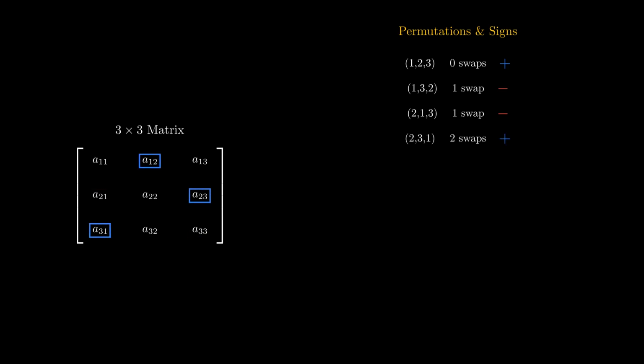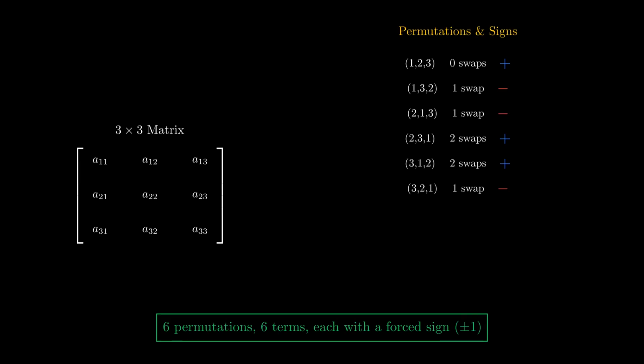Columns 2, 3, 1, 2 exchanges, sign plus. Columns 3, 1, 2, 2 exchanges, sign plus. Columns 3, 2, 1, 1 exchange, sign minus. 6 permutations, 6 terms, each with a forced sign. The pattern is unmistakable. This pattern extends to any n by n matrix.